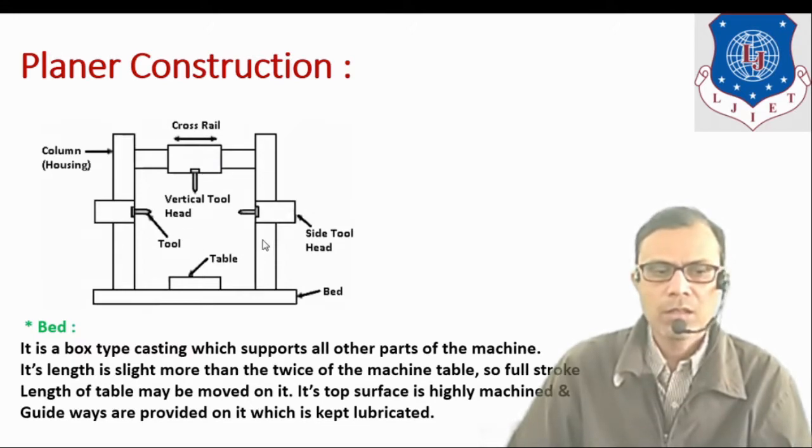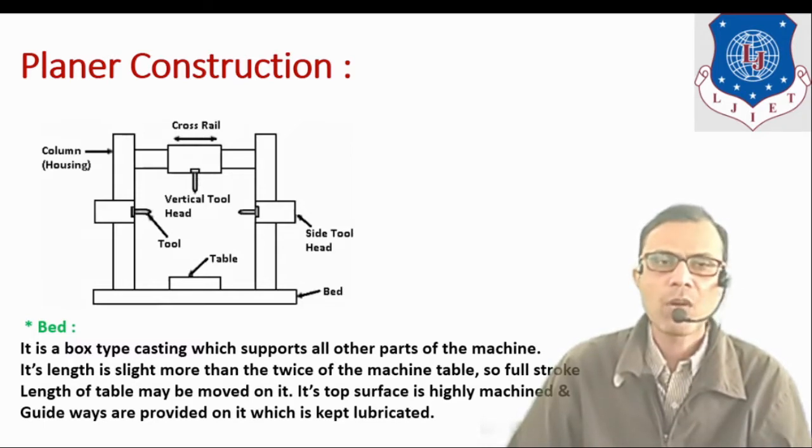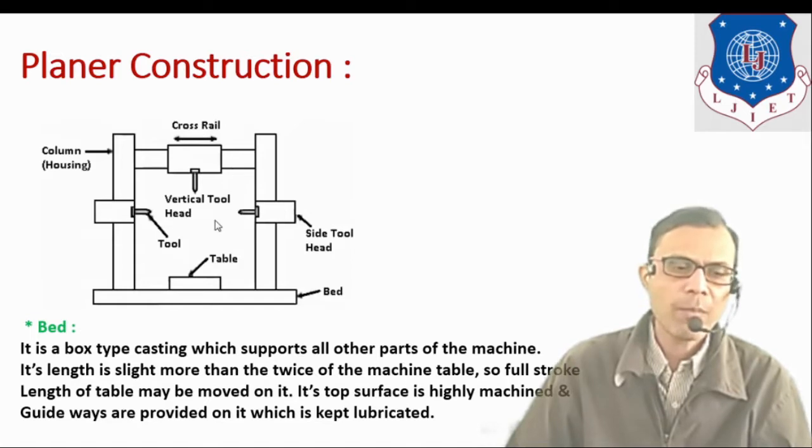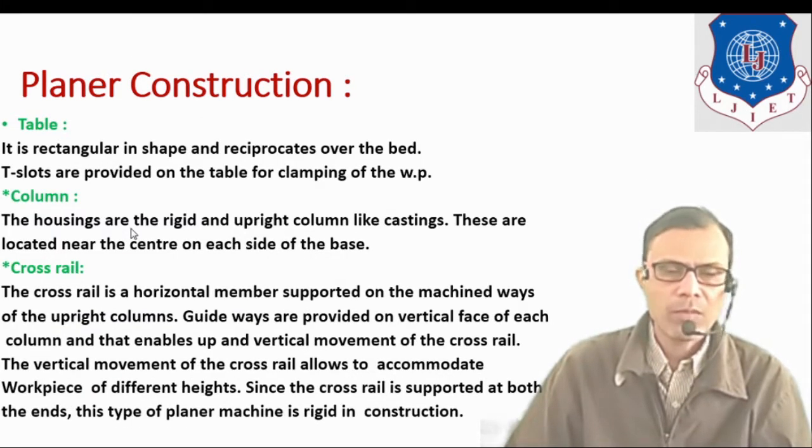And in the tool head there is a component which is known as the tool post, in which the cutting tool can be mounted. So here the cutting tool is fitted in the tool post. When the cross rail is moved up and down, the cutting tool will also have movement up and down. Okay, so these are the main components of the double housing type of planer machine.